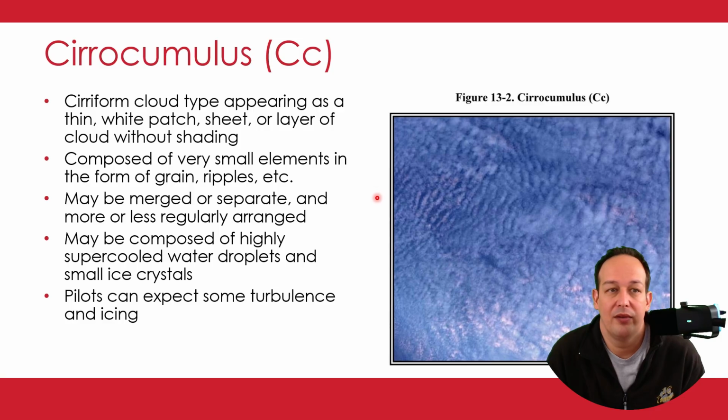Then we have cirrocumulus clouds. So these are a cirriform cloud type, appearing as a thin white patch, sheet, or layer of cloud without shading. And so there's nothing too special about these. You can expect some turbulence and icing, but if you're flying that high, you're going to have anti-ice, de-ice equipment. It won't be a big deal. You pick up any amount of icing, you just turn on your anti-ice, de-ice, and it goes away.